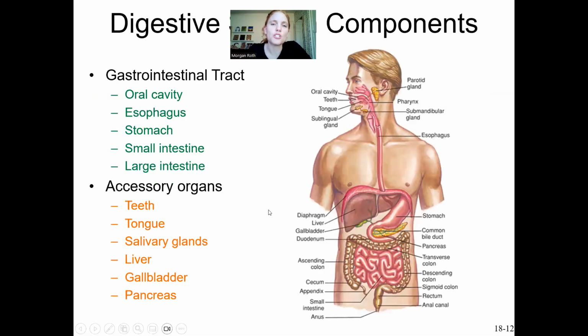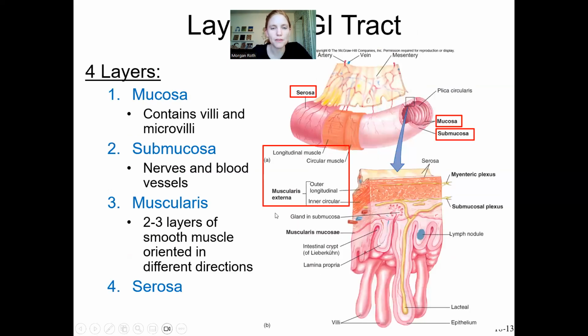Okay, so this is just a list of digestive system organs. We're going to be working our way through the GI tract. I am also going to hit on a couple of the accessory organs, so not on the pathway for the food, but do contribute to the digestion or absorption of that food. We're going to talk about the salivary glands. We'll talk about the liver, the gallbladder, and the pancreas.